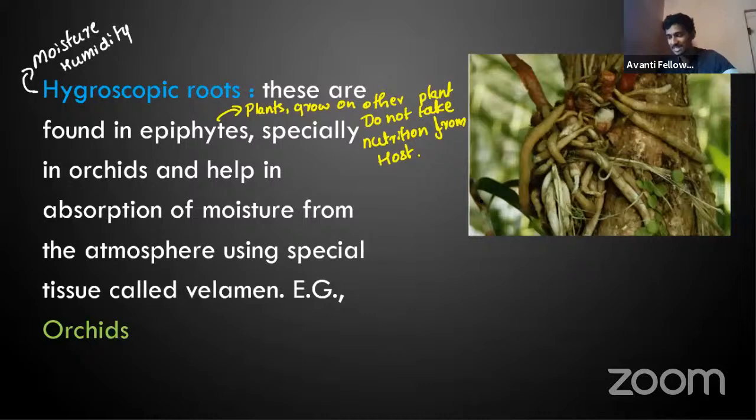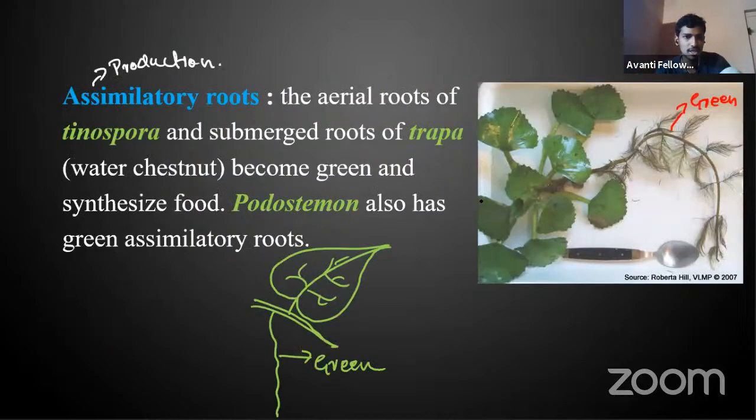Okay, on the other tree, all are terrestrial only. No terrestrial assimilatory roots plant. These are terrestrial only. Sorry, this Ctenospora is terrestrial only. Only Trapa is aquatic.